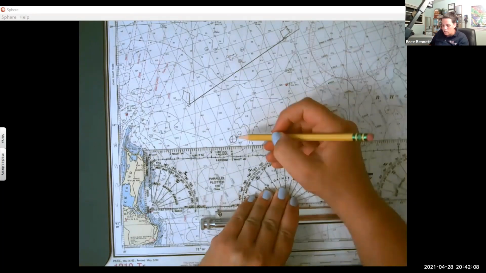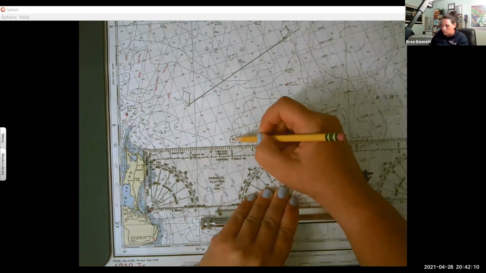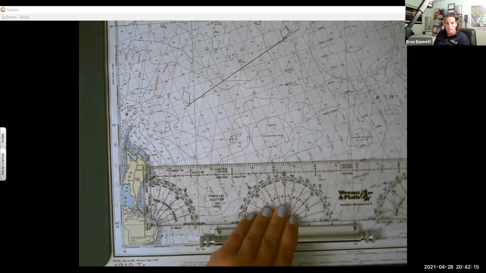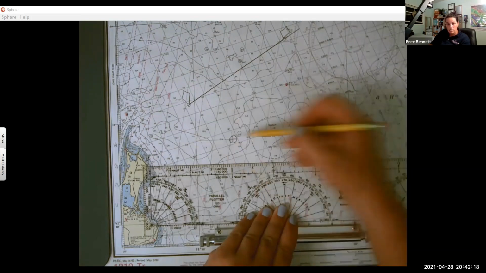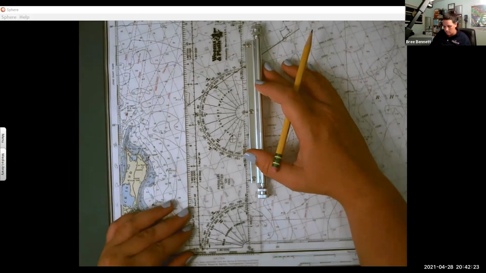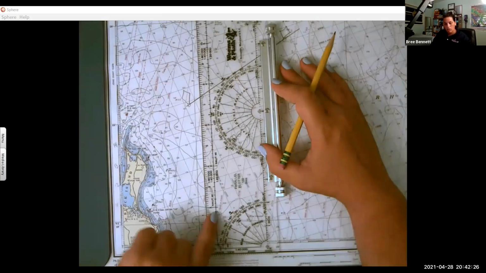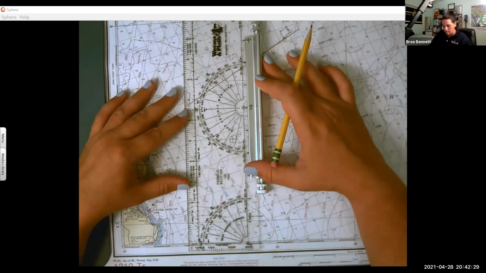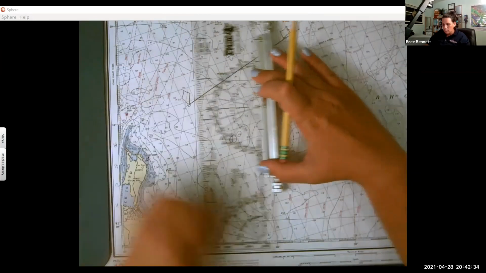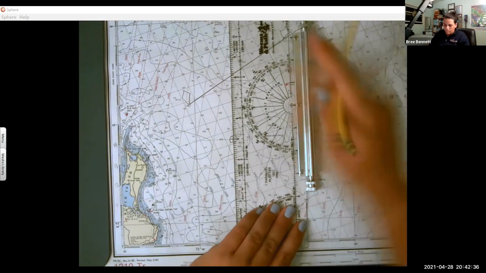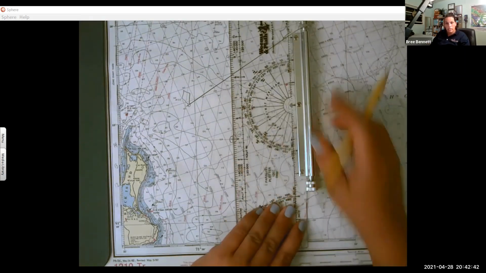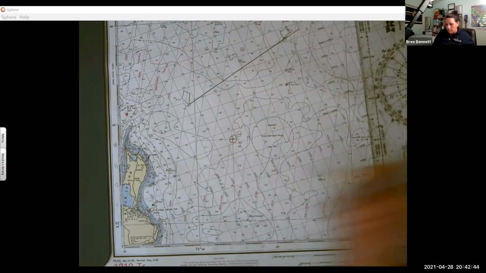So I'm going to parallel it up to my position or my buoy, whatever I'm measuring, and then I can draw in my latitude line. So I know that that is my latitude line. I'm going to draw in my longitude line. So I'm going to line up this vertical with a known vertical line, and then I'm going to bring it over to my point in question and draw in my longitude line.